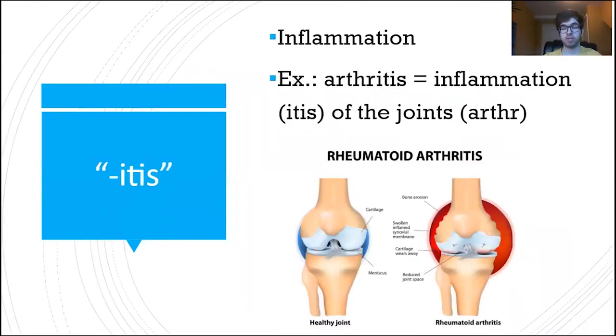So now I'll present the suffix itis. So itis, as I'm sure many of you have already heard before, is inflammation. So in this example, I have arthritis. So the arth part refers to the joints, and then of course itis, inflammation. So arthritis is a condition in which your joints are inflamed. So one potential diagnosis would be rheumatoid arthritis, in which one of the defining characteristics of this disease is, of course, the inflammation of the synovial membrane in your joints.